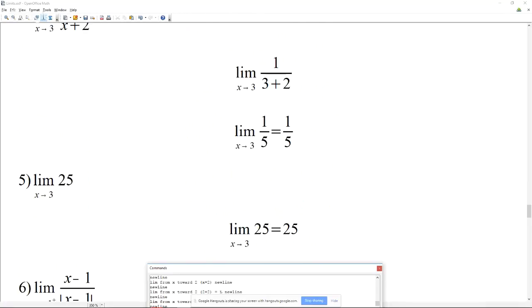Okay. Number 6. Why is this true though? Why is the limit of 25 as x approaches 3 equal to 25? Because it's always 25. It's 25 because it's a constant. The limit of a constant is a constant. Right. That's it. Boom.